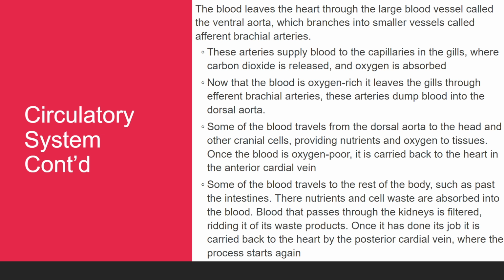Some of the blood travels, however, to the rest of the body, such as past the intestines. There, nutrients and cell waste are absorbed into the blood, and that blood then passes through the kidneys and is filtered. It rids it of its waste products, and then once it has done its job, the blood is carried back to the heart by the posterior cardinal vein, where the process starts again.